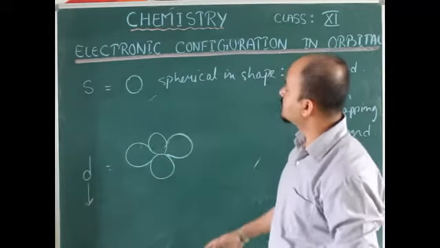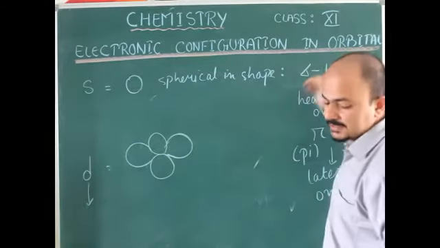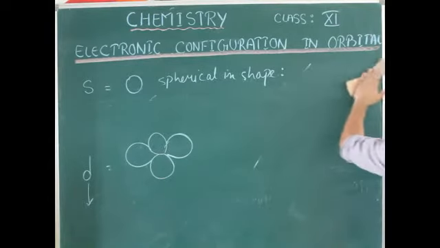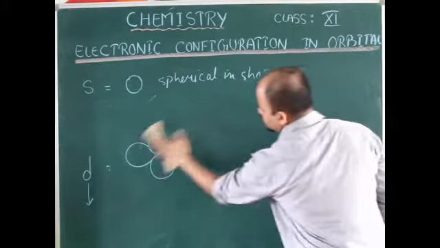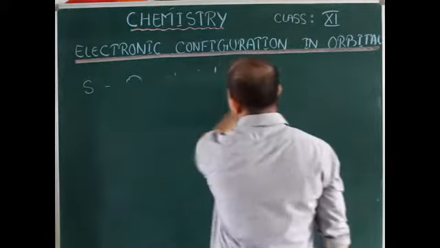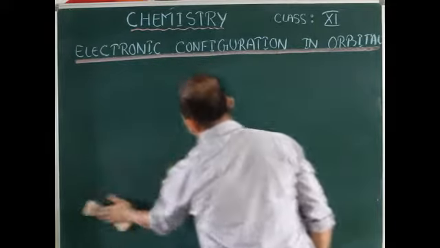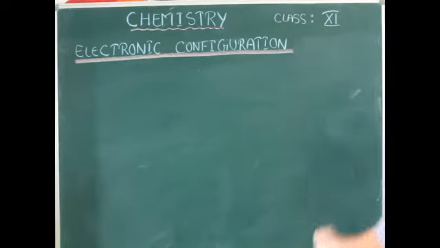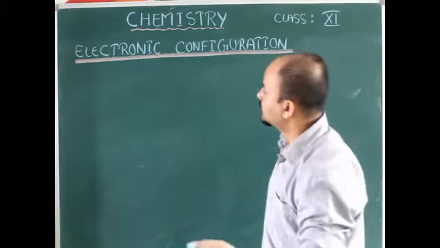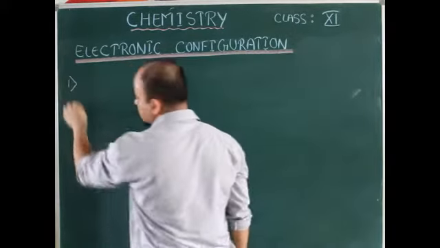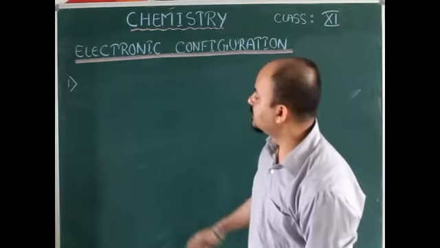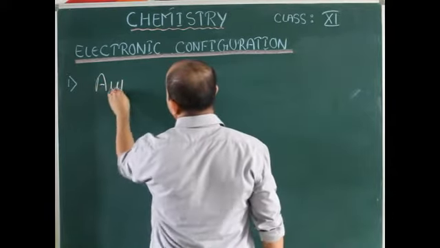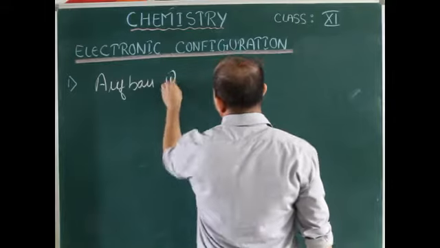Now let's discuss the electronic configuration of elements. This electronic configuration is governed by certain rules. The first rule that we are going to discuss is the Aufbau principle.